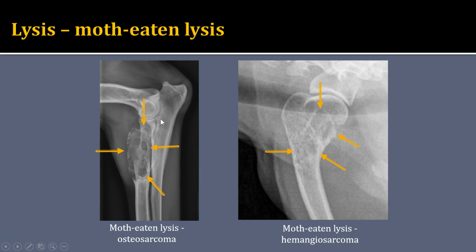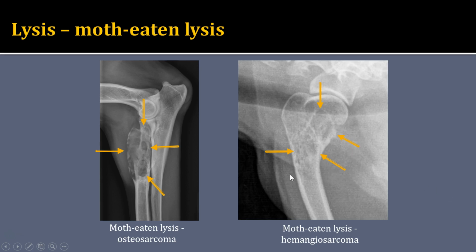Here are two more examples. This is the proximal radius of a dog that also has moth-eaten lysis, with small and medium-sized excavations of bone loss. Also some expansion of this, indicating a growth rate going on, and this happens to be osteosarcoma.